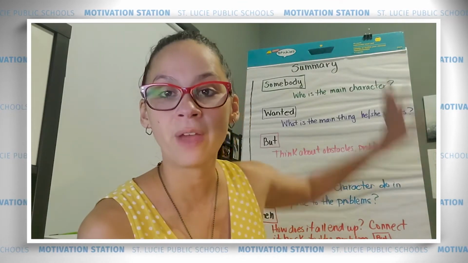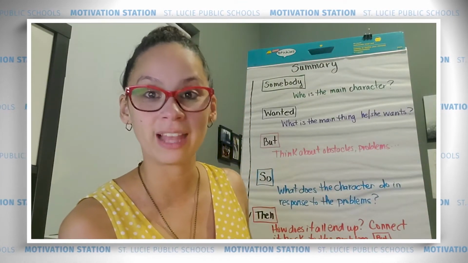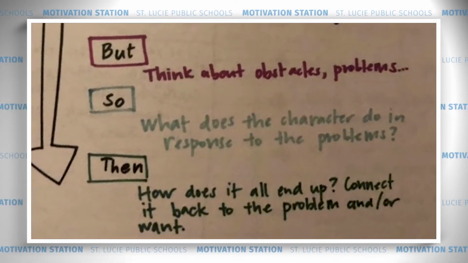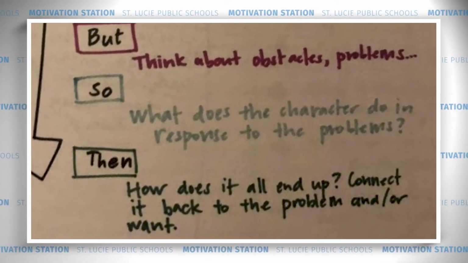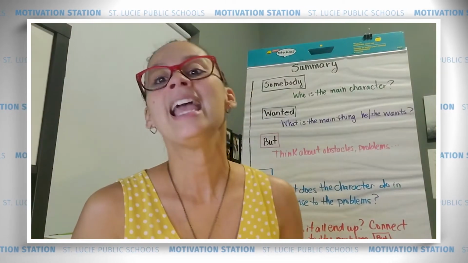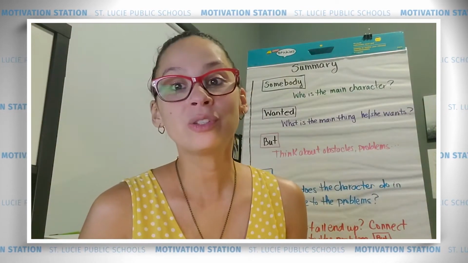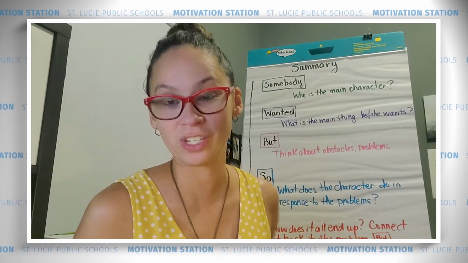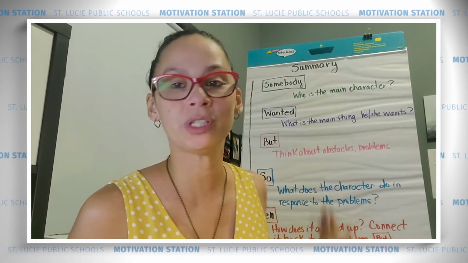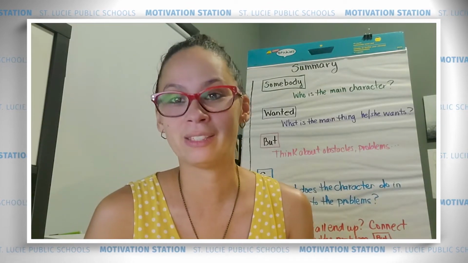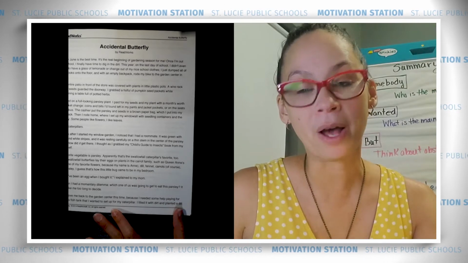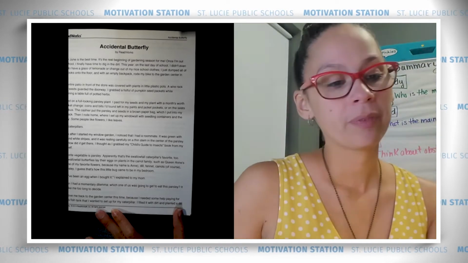And once you have found all of these, then you have to answer the last question, which is, how does it all end up? How can you connect everything back to the problem, which is how they fix it? And that's how you end your summary. So today we might be able to find some of the answers to some of these questions, and then on Wednesday we're going to be able to connect it all to write our summary. So let's get started. "Accidental Butterfly," by ReadWorks.